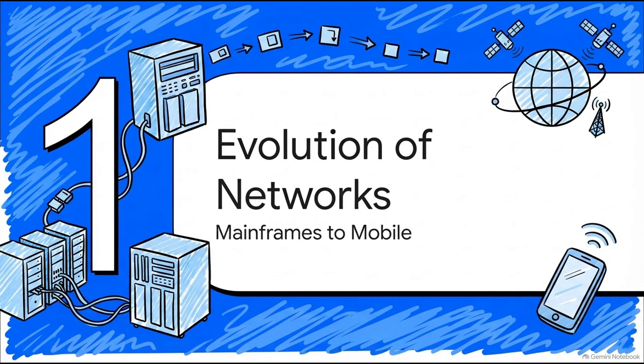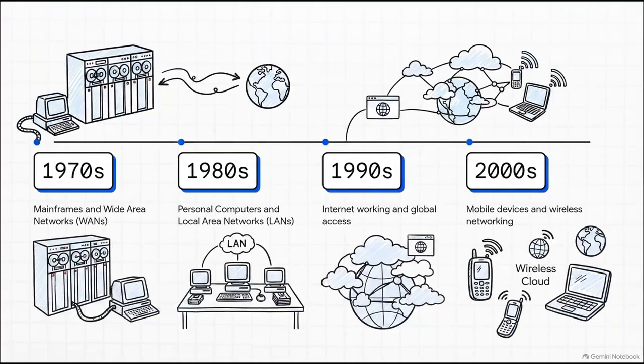Kicking things off with Section 1, the evolution of networks, from mainframes to mobile. What's truly staggering about this whole evolution is just how fast things changed. Think about it. Back in the 1970s, it was all about these massive, room-sized mainframes. Users just accessed a central computer using super basic terminals. And big organizations started connecting these mainframes across thousands of kilometers using WANs or wide area networks. Then the 80s hit. Boom, the personal computer arrives. And suddenly people actually have machines sitting on their own desks.